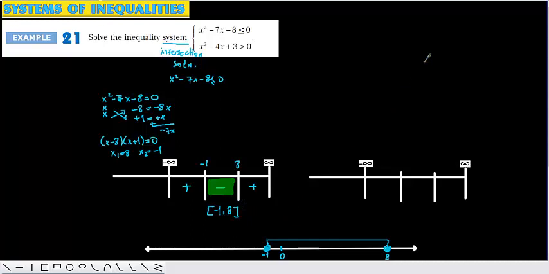Okay, for the second one, x squared minus 4x plus 3 is greater than 0. Then if I factorize this one, x squared minus 4x plus 3 is equal to 0. x minus 3 and x minus 1 give the roots. Minus 3 times minus 1 is equal to plus 3. Minus 3 plus minus 1 is equal to minus 4. So this factorization is true.